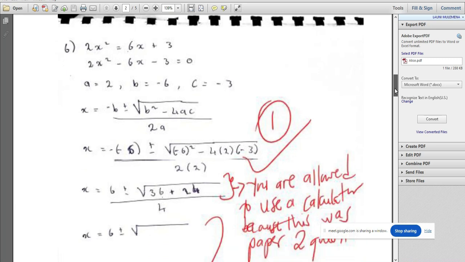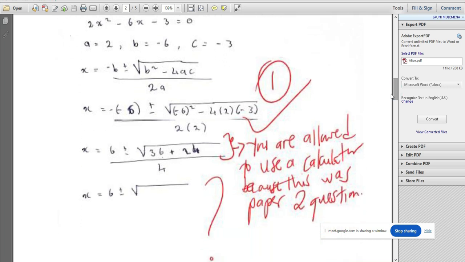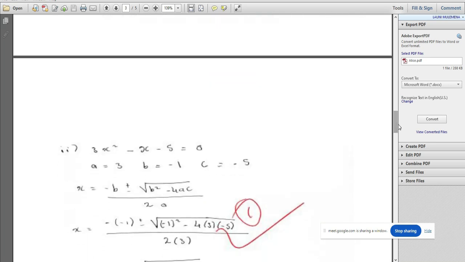This was a quadratic equation where she picked the values of a, b, c. Then she substituted. Unfortunately, here she didn't simplify. I had noticed that she thought this was a paper 1 question. That's the reason why I said you are allowed to use a calculator, because this was a paper 2 question. Remember, in a quadratic equation where you're allowed to use the general formula, you need to know that you're supposed to use a calculator.